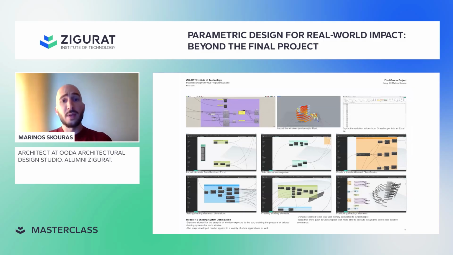So one of my focuses in module 4 was the shading system optimization. As a first step, I had to create an Excel file from Grasshopper with the radiation values each window has. For example, what is the exposure on each window? Then I imported these values in Dynamo, and I also imported the surfaces, the windows, and I tried to analyze window exposure to sunlight and proposed a customized shading system for each window.